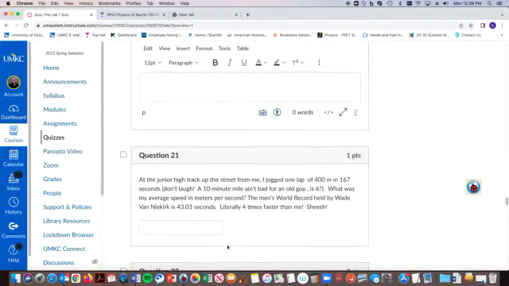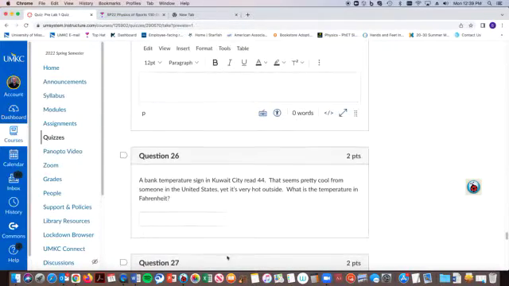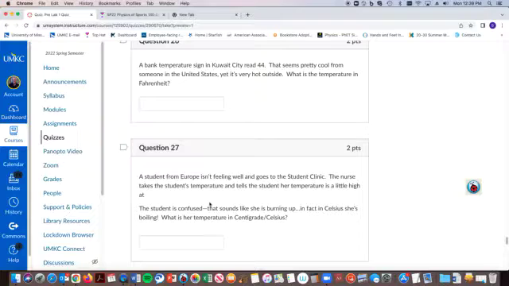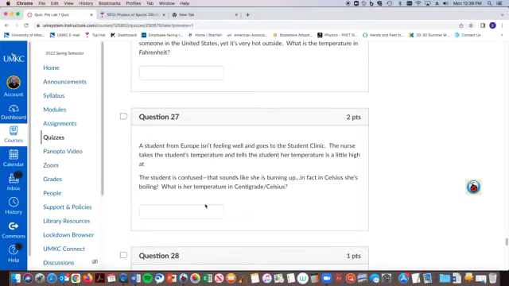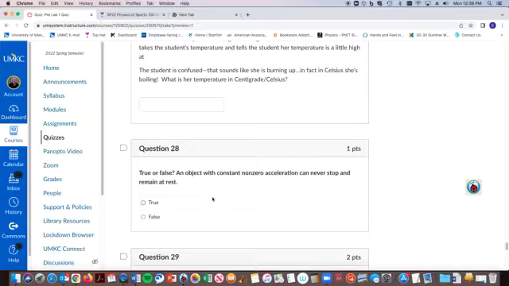This was a trend I was noticing. On the last one, I was a bonehead here. Two professor mistakes: I left 19 open, and 27 has no number in it for you to get started, so don't worry about it. And then true or false: an object with a constant non-zero acceleration can never stop and remain at rest. This is a fun one.